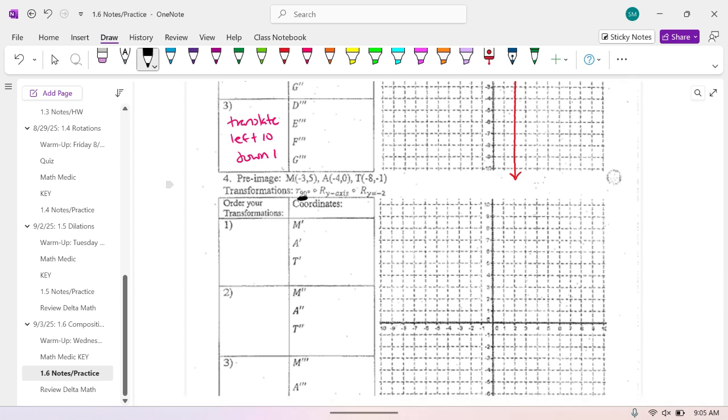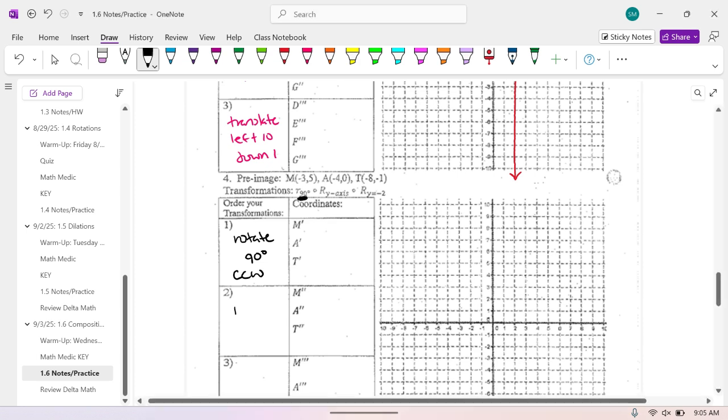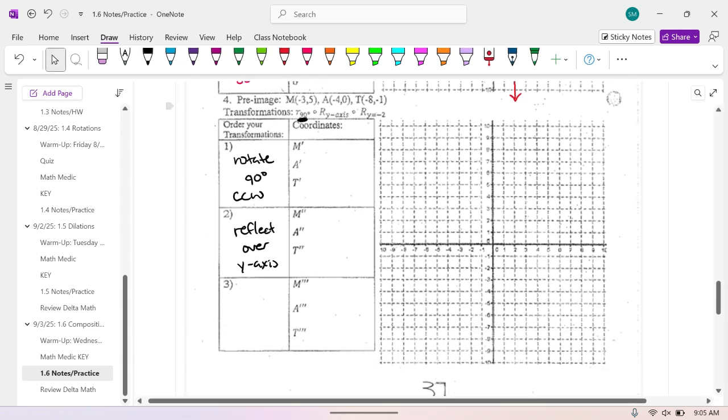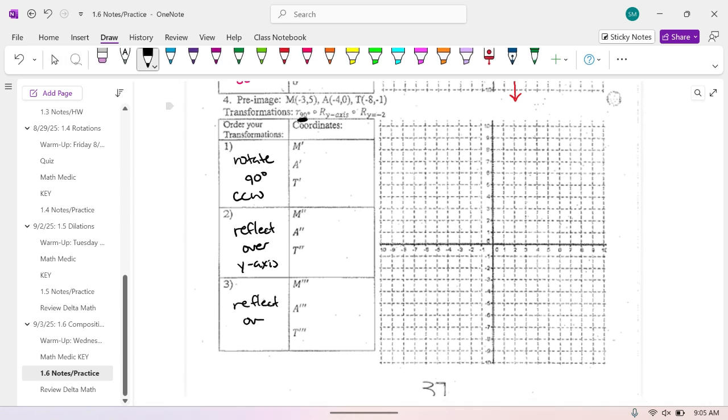What's your first transformation? Rotate 90 degrees. What direction? Counterclockwise, because it's positive. Then we do what? Reflect over the y-axis. Then what? Reflect over the line y equals negative 2. So remember, that's a horizontal line, which would be right here.